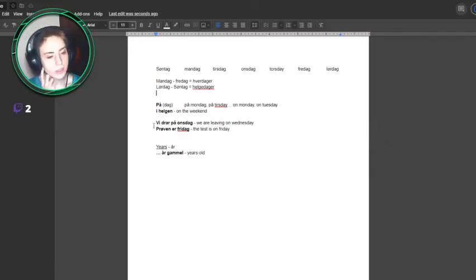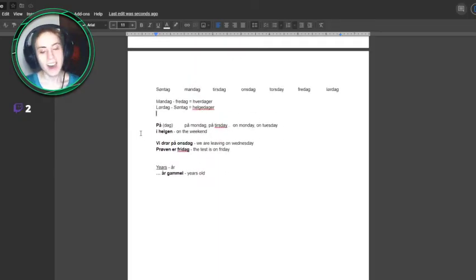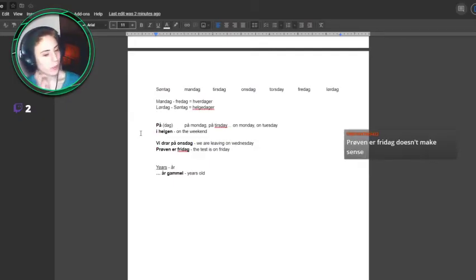So, let's see. Vi drar på onsdag, we are leaving on Wednesday. This sentence is, I think, in the present, but since we're specifying a specific point in the future, we don't need to put anything in a future tense, just like in English. Prøven er på fredag. The test is on Friday. I was like, I'm not in high school anymore, so I don't have to take tests, but then I remembered I'm in college.